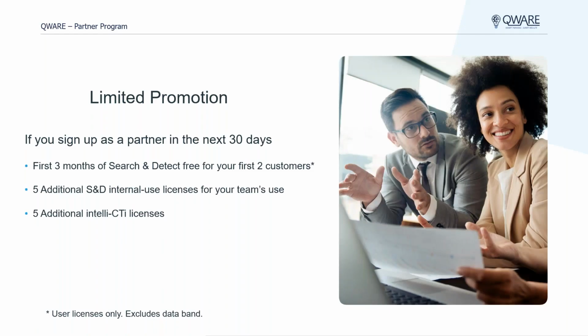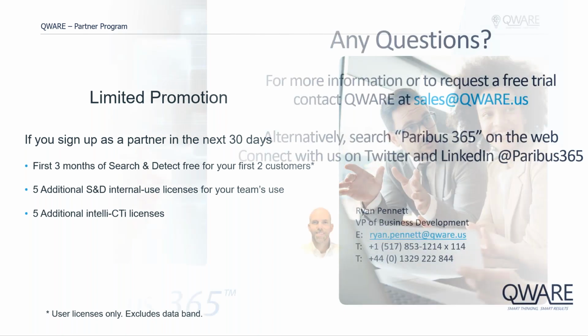And to help kick things off, we're running a limited time promotion. If you sign up as a partner in the next 30 days, we're offering the first 3 months of Search and Detect free for your first couple of customers, as well as 5 additional Search and Detect internal use licenses for your team's use, and 5 additional TeleCTI licenses. So hopefully you guys will take advantage of this offer and become a partner, right?